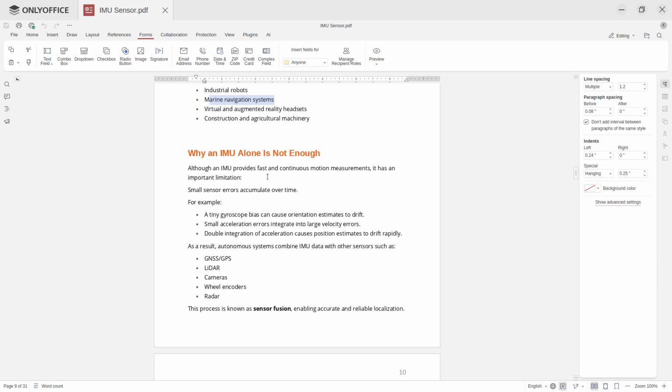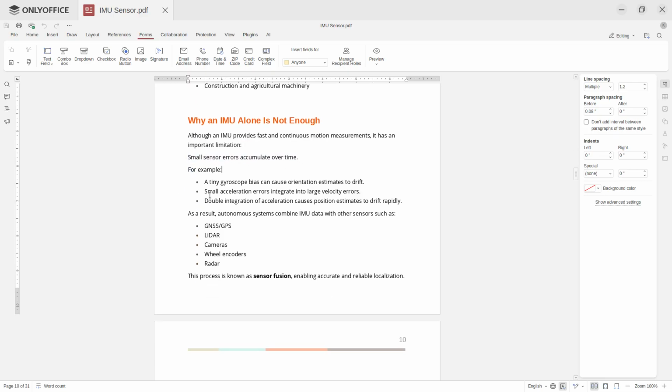Although an IMU provides fast and continuous motion measurements, it has an important limitation. Small sensor errors accumulate over time. This is very important. Very important line. For example, a tiny gyroscope bias can cause orientation estimates to drift. Small acceleration errors integrate into large velocity errors. Double integration of acceleration causes position estimates to drift rapidly.